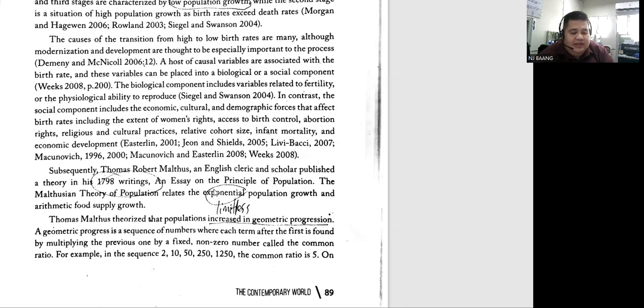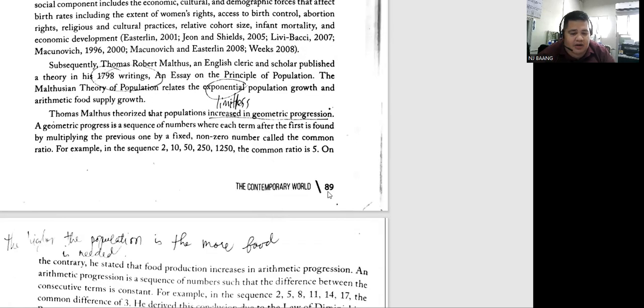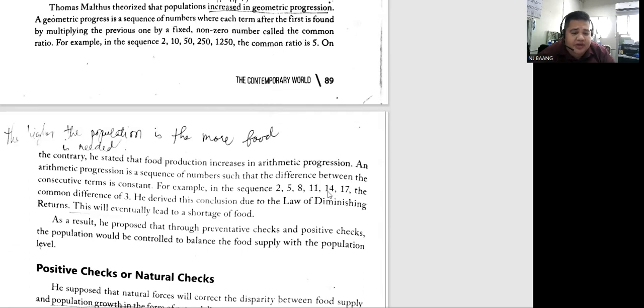For example, the sequence 2, 10, 50, 250, and 1,250 has a common ratio of 5. On the contrary, he stated that food production increases in arithmetic progression. An arithmetic progression is a sequence of numbers wherein the difference between consecutive terms is constant. For example, we have 2, 5, 8, 11, 14, and 17.